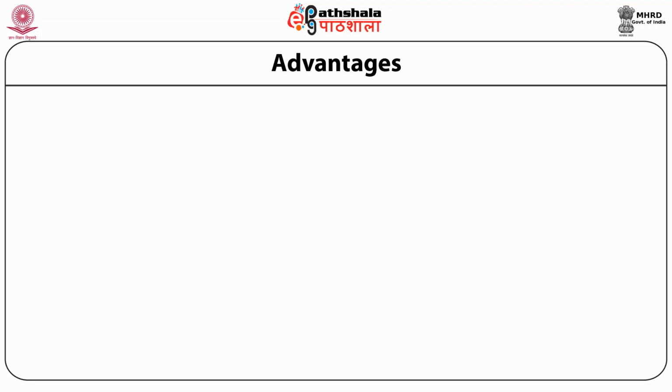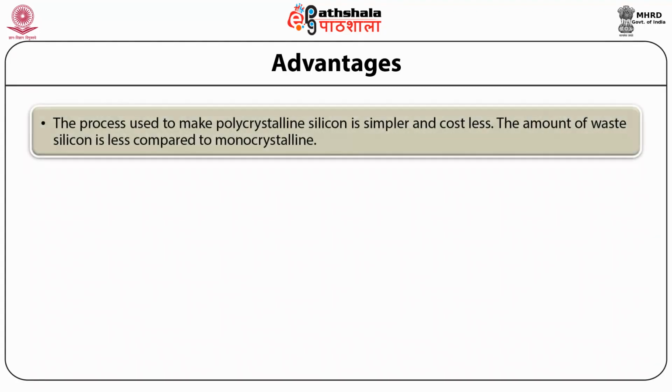Now let us discuss the advantages of polycrystalline silicon solar cells. The process used to make polycrystalline silicon is simpler and it costs less. The amount of waste silicon is less as compared to monocrystalline solar cells.